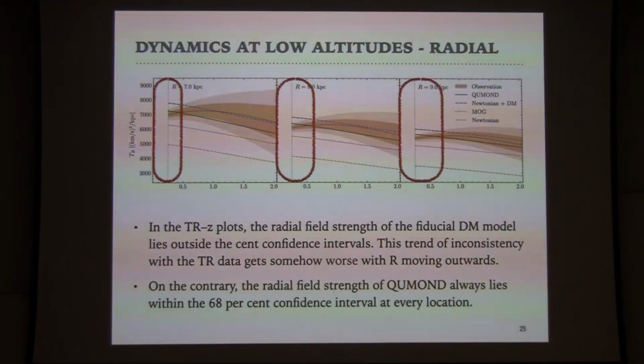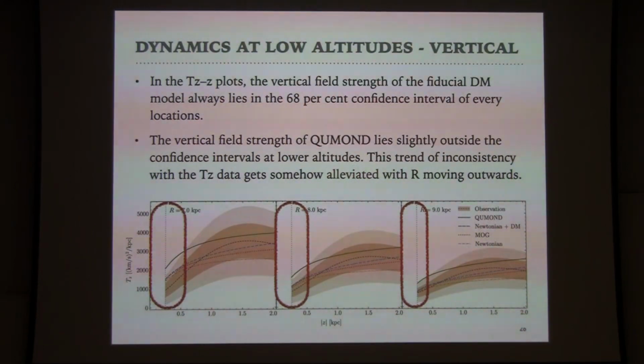When analyzing the TR plots, we noticed that the radial field strength of the fiducial dark matter model consistently lies outside the central confidence interval, and notably, this trend of inconsistency with TR becomes worse as the R increases.